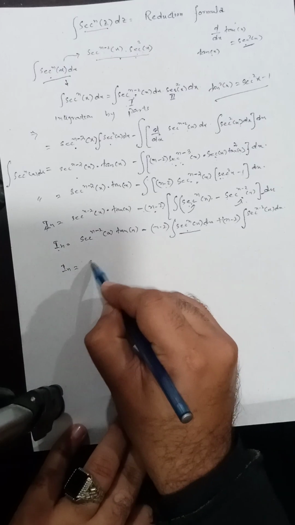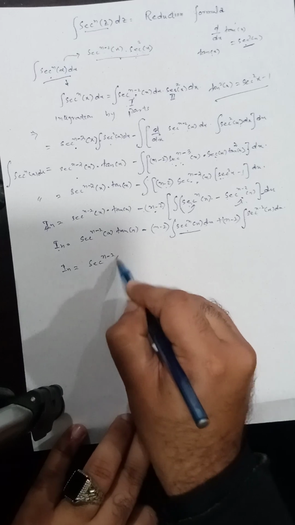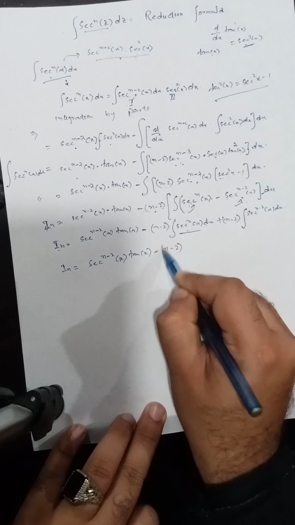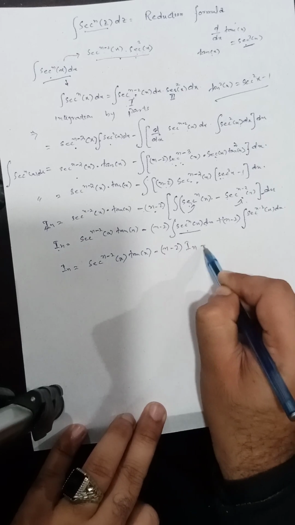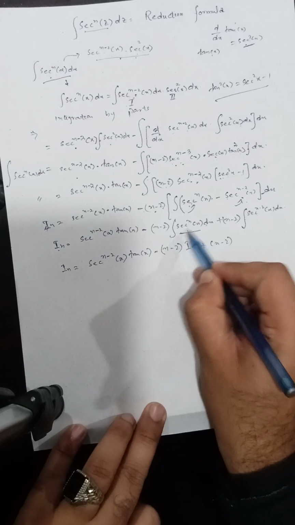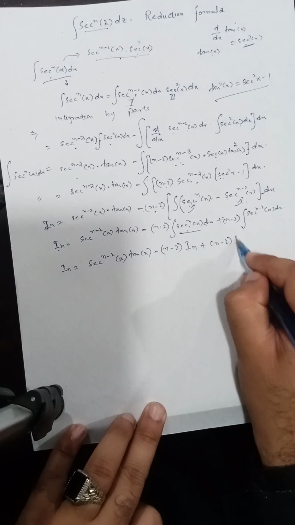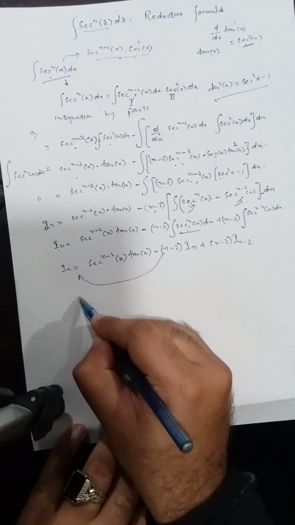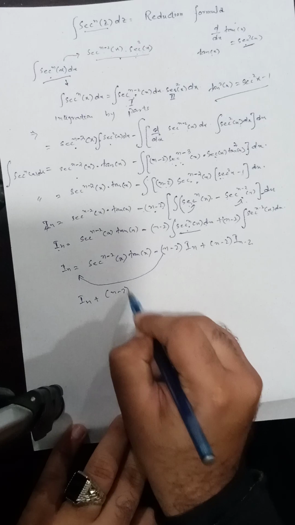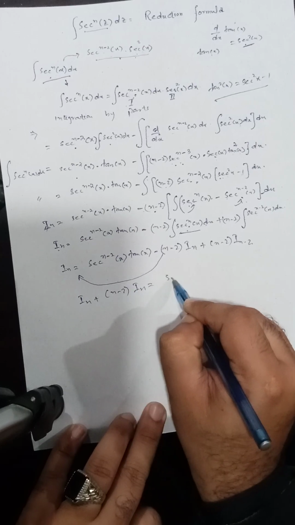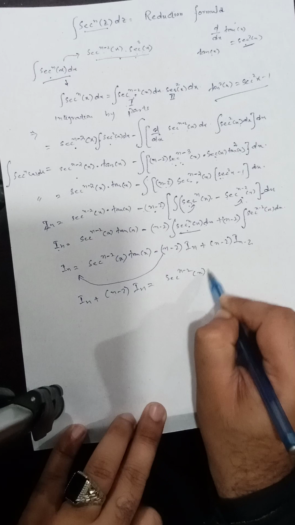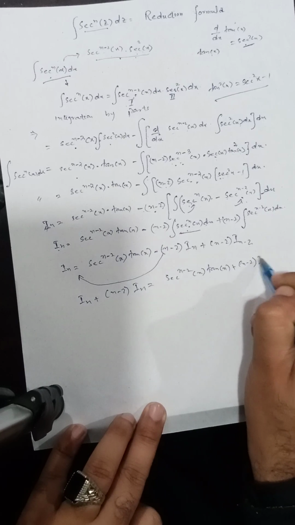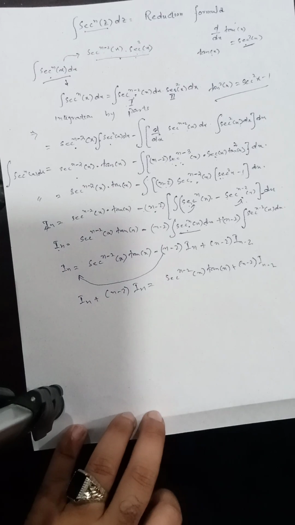So I n is equal to secant of n minus 2 of x tangent of x minus n minus 2, and I n plus n minus 2. If this is I n, then let's suppose it is I n minus 2, so shift this function to this side, so I n plus n minus 2 of I n is equal to secant of n minus 2 of x tangent of x plus n minus 2 with I n minus 2.